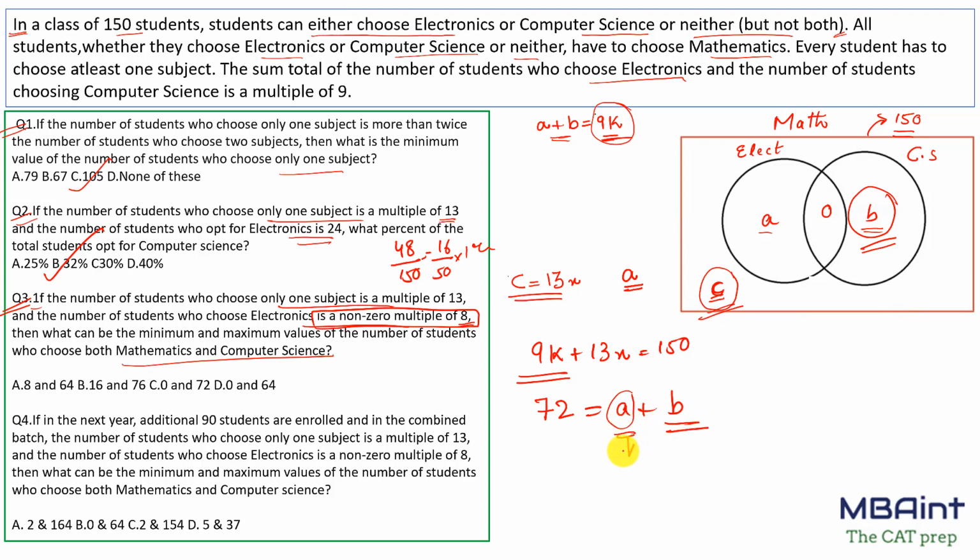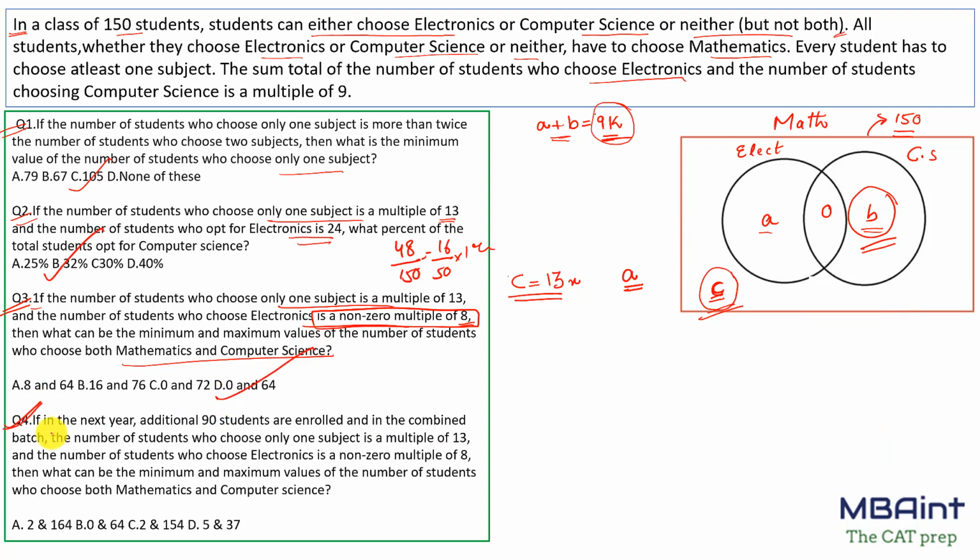So what is the minimum value of a? Minimum value of a would be 8 because it has to be a non-zero multiple of 8. So if a equals 8, b will have the maximum value, that would be equal to 64. Now what is the maximum value of a? 72 itself is a multiple of 8, so a could be 72 and b would be 0 in that case. So 0 comma 64.